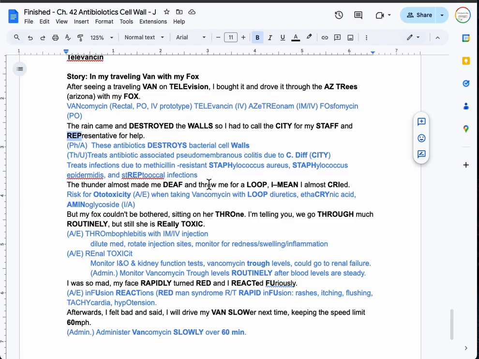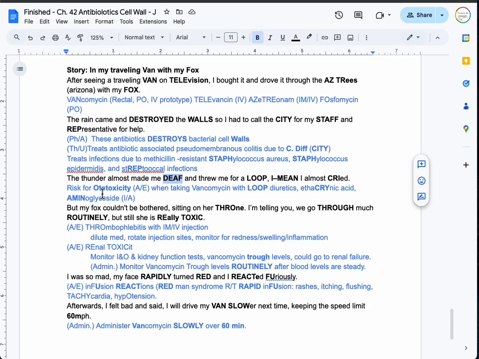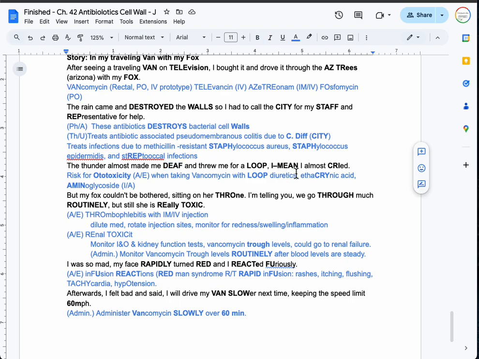And the rainstorm that destroyed the walls, the thunder almost made me deaf. It was so loud and threw me for a loop. I almost cried. That's talking about adverse effects and interactions. There's a risk for ototoxicity, because you're deaf, when taking vancomycin with loop diuretics. Particularly vancomycin, not telavancin or the other drugs, with loop diuretics like furosemide, or ethacrynic acid, and aminoglycosides. This is all talking about interactions.